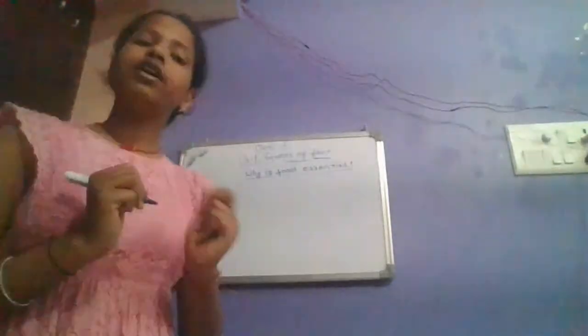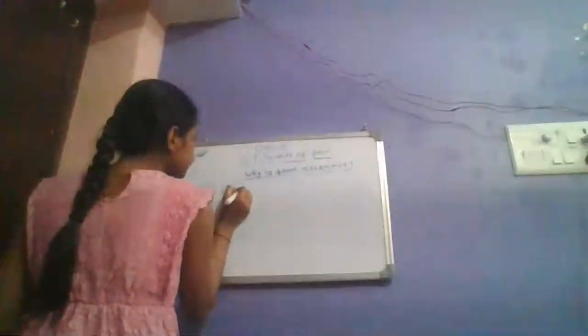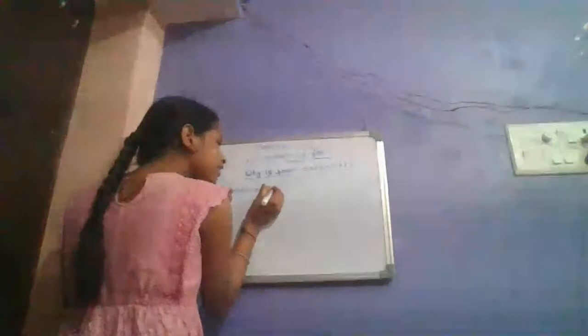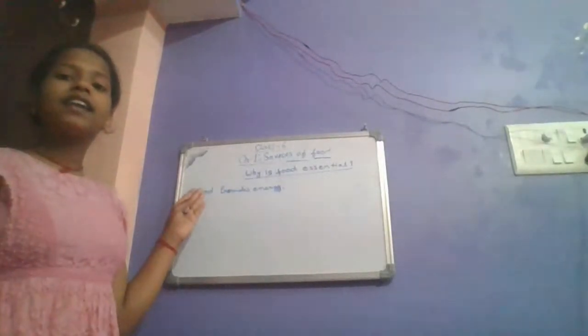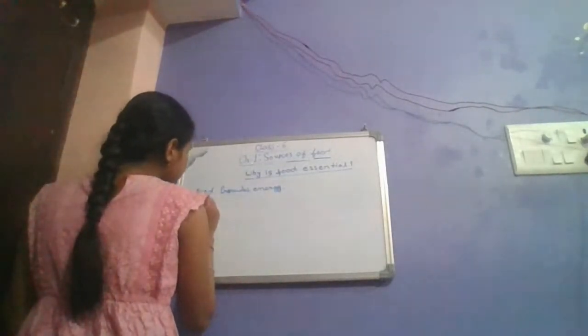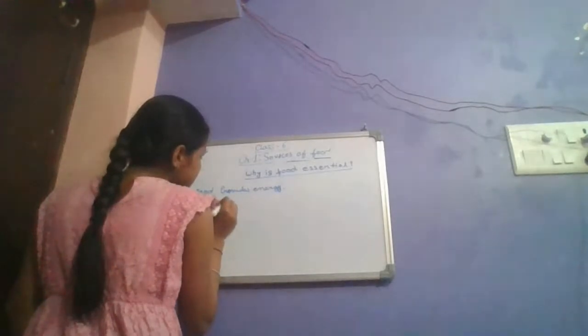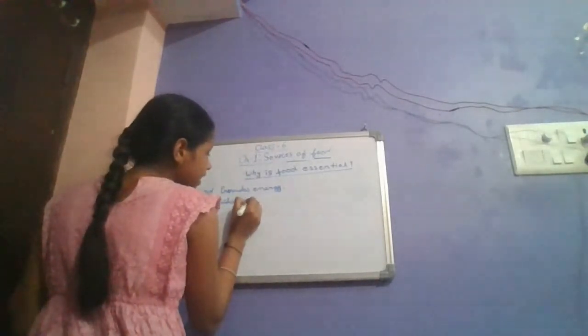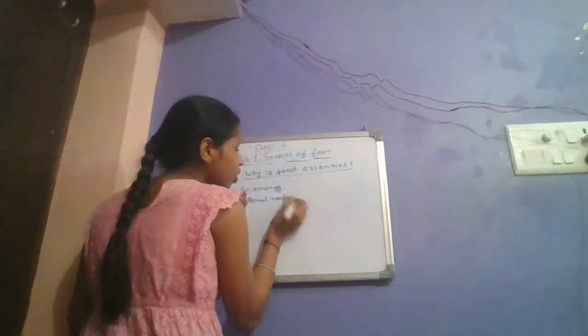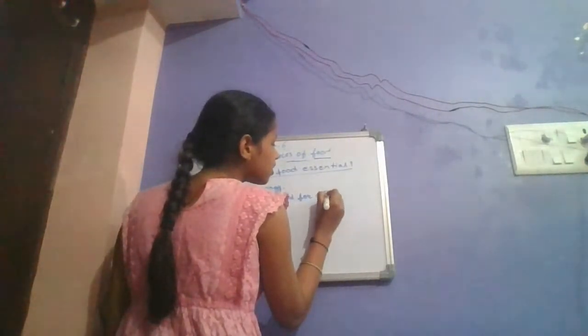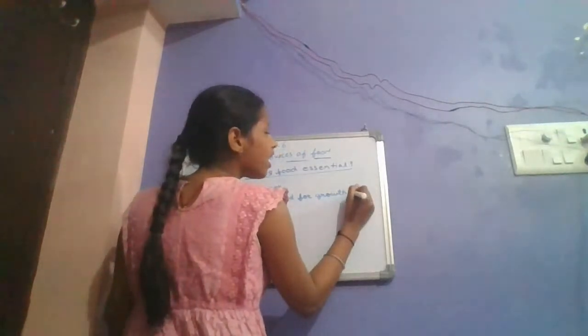So the first function that the food we eat has, I have told you, is that food provides energy. Write this in your copy as I am writing it. The next thing is that it provides material needed for growth, right, and reproduction.